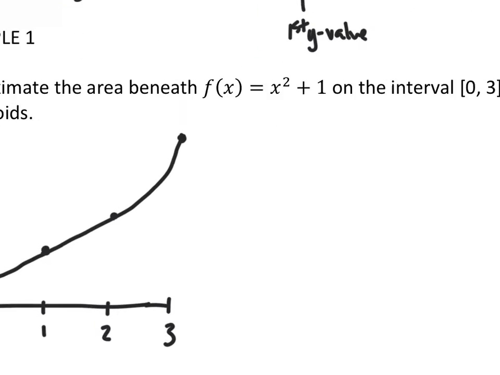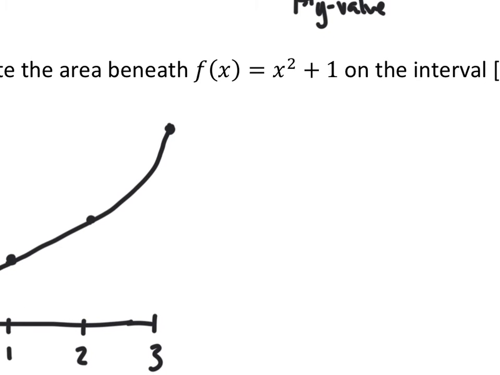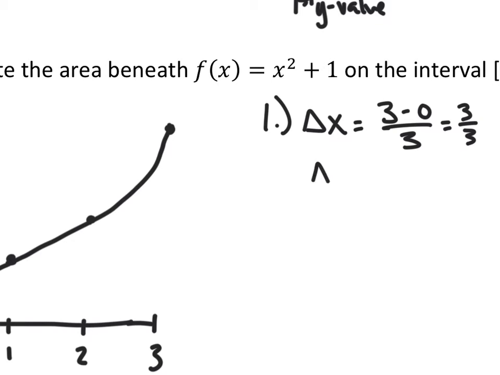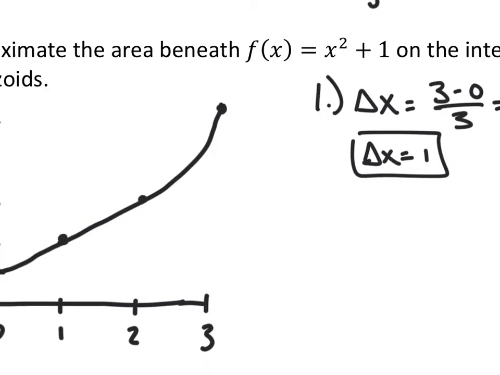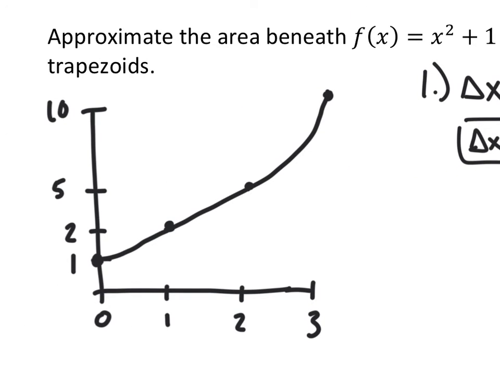And so the first thing that I want to do, step 1, is calculate delta x. So step 1, my delta x is equal to 3 minus 0 over 3, which gives me 3 over 3. So delta x is equal to 1. Okay, that's my first step. The next thing that I want to do is get all my y values. So I'm going to use my red to do that.